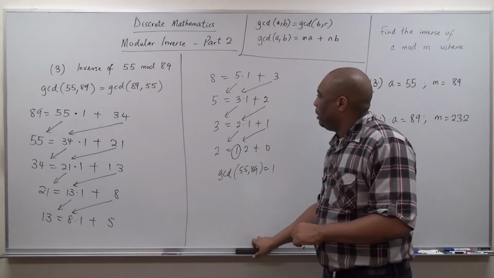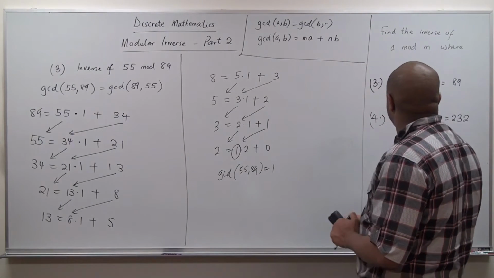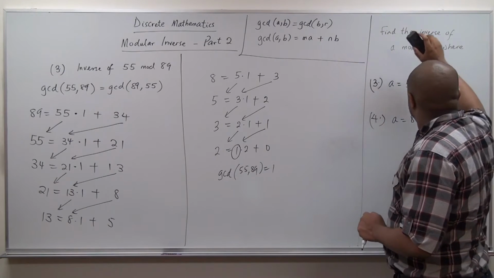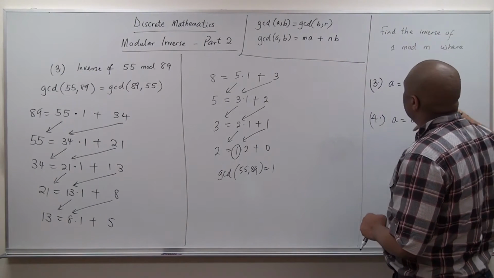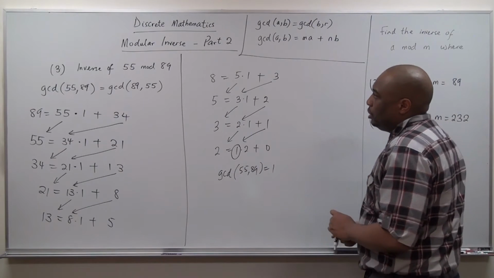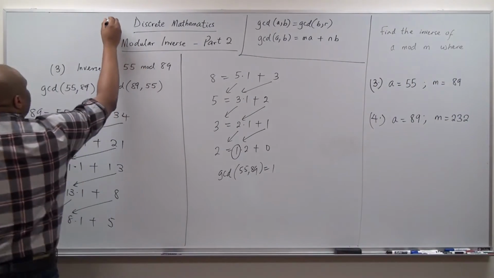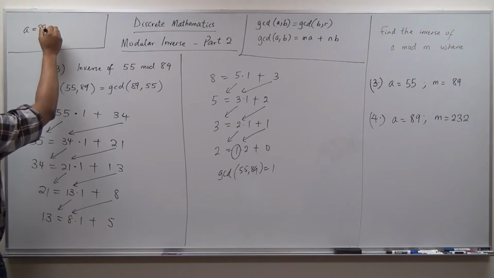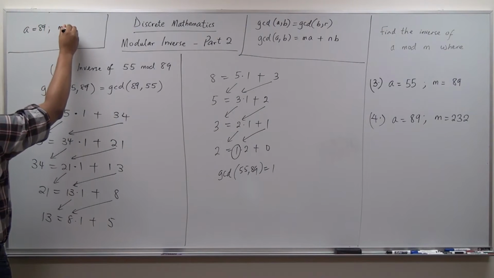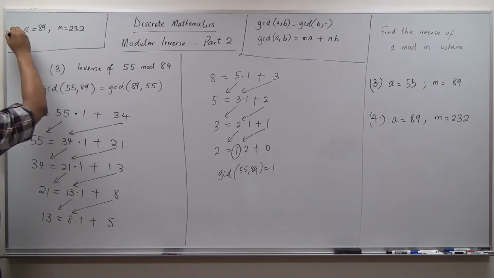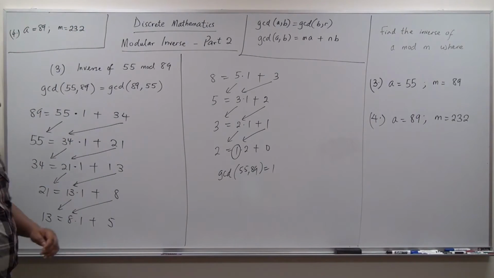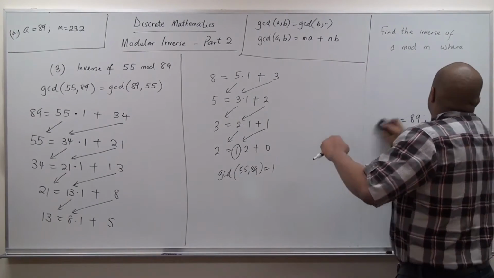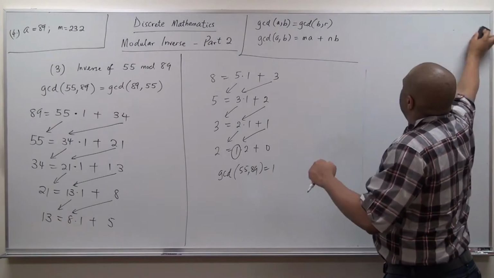So I'm going to leave a space here, and I'm just going to erase this. I know the next one is 89 mod 232. So what I will do is write my question here, that A is 89 and M is 232. That's the number 4 question. All right, so let's finish this up. I will need this space, that's why I'm erasing it.